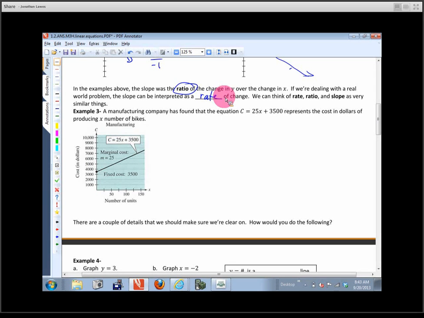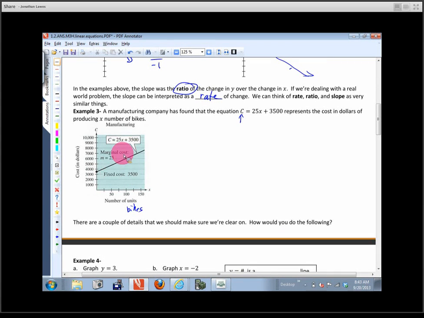Okay? So we've got a manufacturing problem here. A company is making bikes, and this is the equation that represents C, or in other words, it represents the cost. So we've got cost in dollars right here, and here we've got the number of units, or in other words, the number of bikes that they make. So you'll notice that the cost to make more bikes continues to go up. Okay, so it costs more to make 150 bikes than it does to make 100 bikes, and so forth.